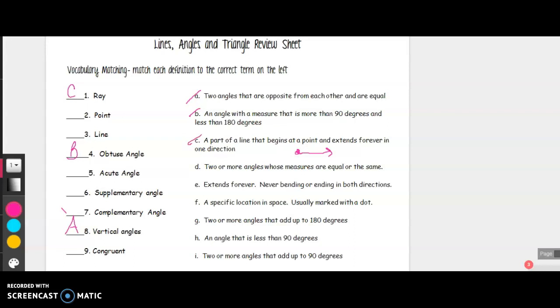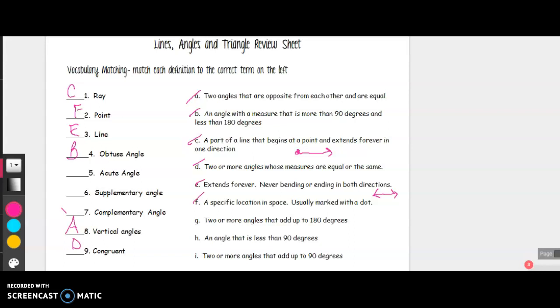Two or more angles whose measures are equal or the same, that is congruent. Remember, we said congruent means equal. Extends forever, never bending or ending in both directions. That is just a plain old line. So for number 3, our answer is E. A specific location in space, usually marked with a dot, that is a point.